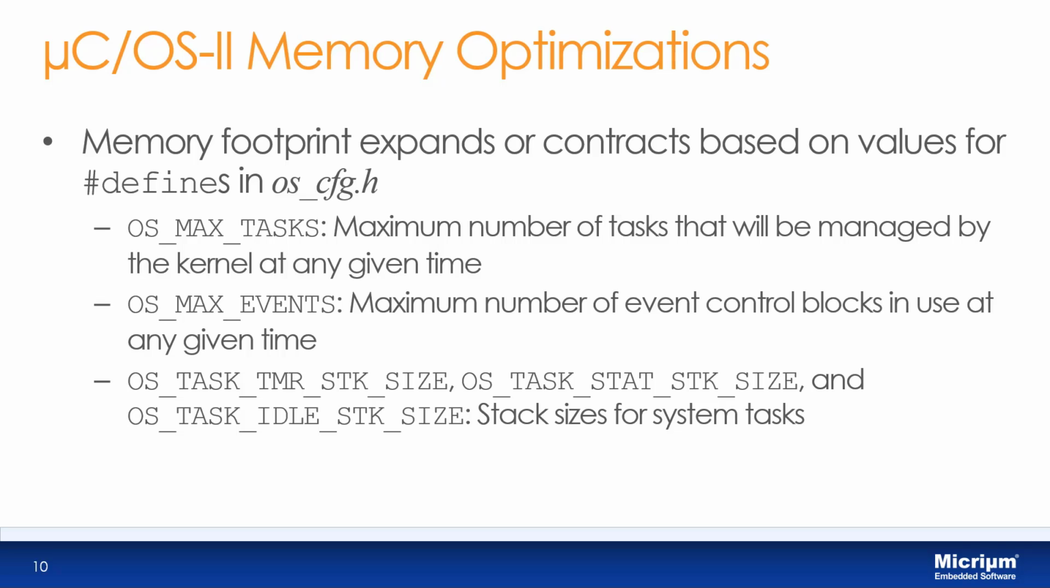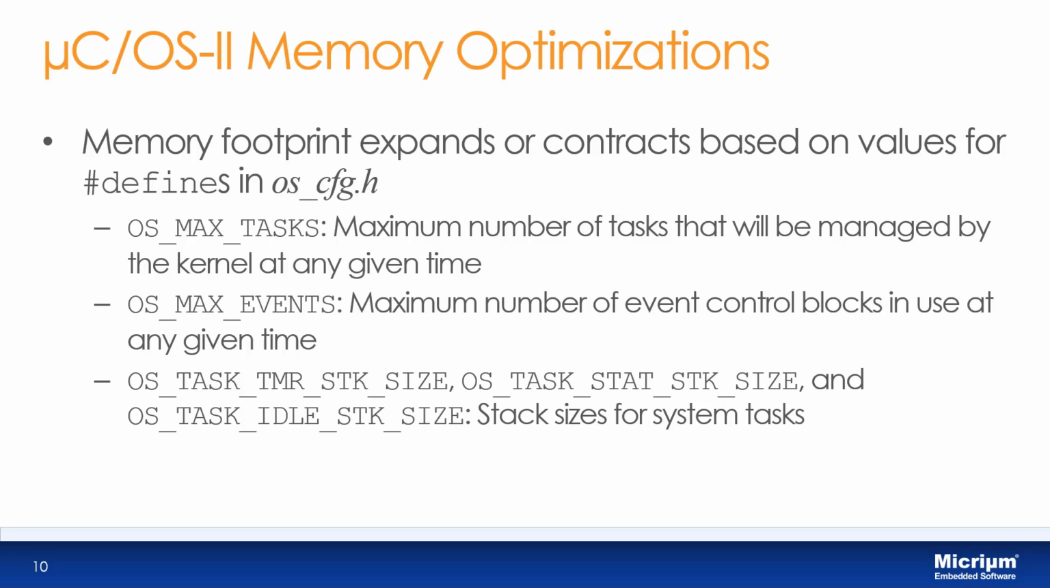The first two of these definitions, OS max tasks and OS max events, control the quantity of data structures to which the kernel will have access for the implementation of various services. OS max tasks sets the number of task control blocks, or TCBs, available to the kernel, and thus determines the total number of tasks that application code will be able to create.